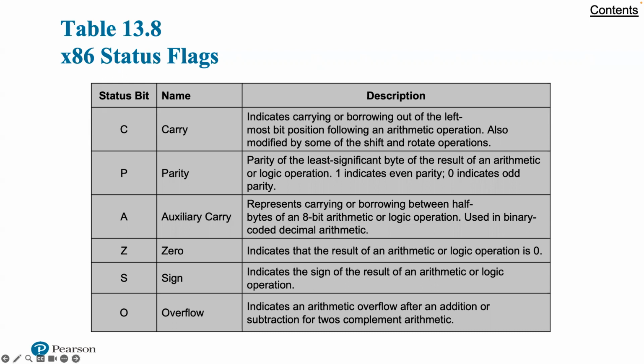Some architectures also set status flags for data transfer instructions. Table 13.8 lists the status flags used on the x86. Each flag or combination of these flags can be tested for a conditional jump.